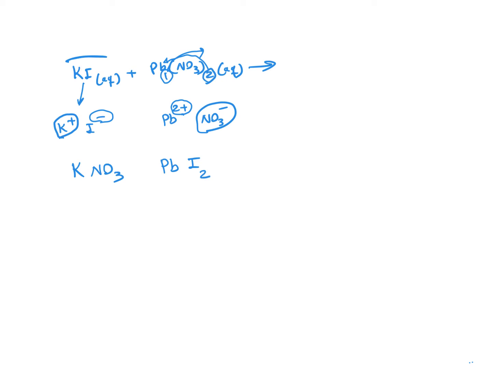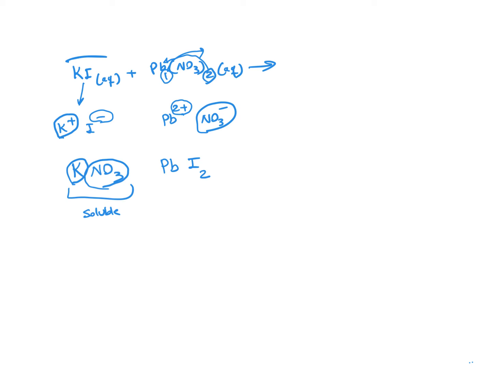So you go to your solubility table, and if you remember, everything that has nitrate is soluble without any exceptions. The same thing for potassium. Anything that has potassium ion is soluble. So this is soluble in water.